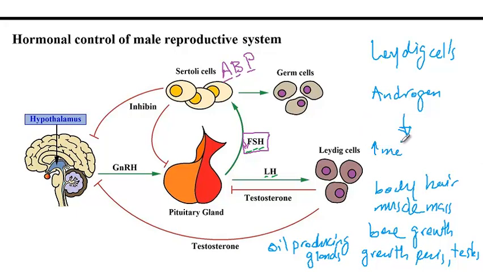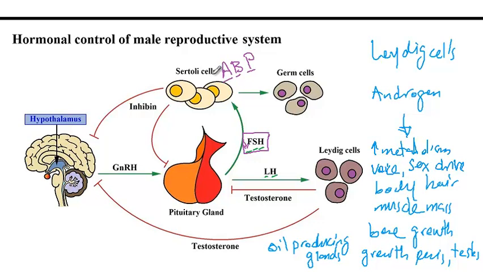Other functions of testosterone are to increase metabolism, deepen the voice, enhance sex drive, and it also helps with the spermatogenesis process. All right, so those were all the functions of the Leydig cells: increase metabolism, deepen voice, increase sex drive, enhance spermatogenesis, increase body hair, body muscle mass, bone growth, growth of the penis and testes, as well as increased secretion of the oil producing glands.